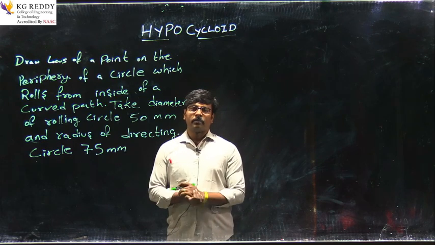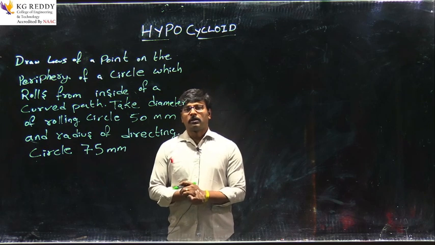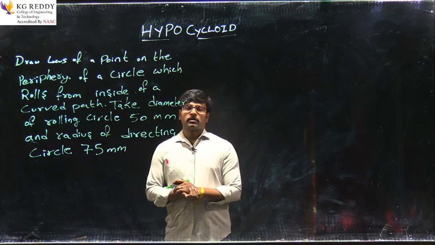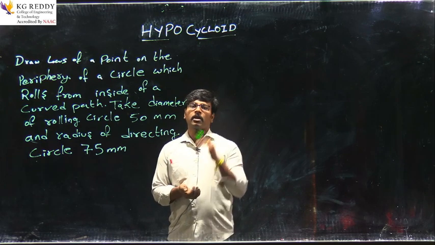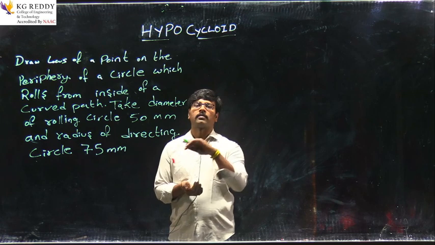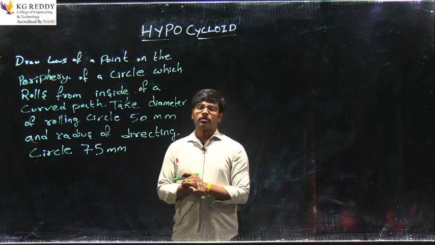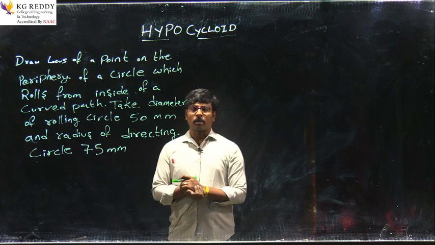Quite different with the epicycloid. In an epicycloid, the roller rolls on a curved surface, outside the curved surface. Here, in the hypocycloid, the roller rolls inside the curved surface. So this is the main difference between epicycloid and hypocycloid.